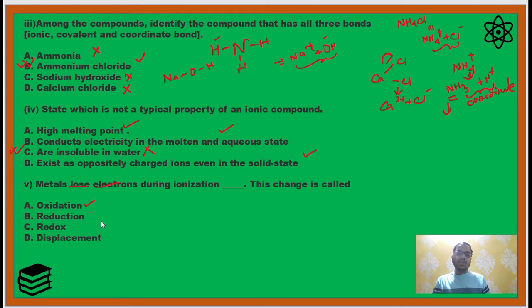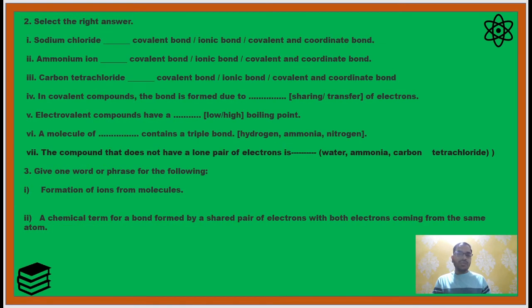Here only metals are losing electrons. No one is taking up the electron, so we cannot say it is a redox reaction. And displacement, there is no displacement of an atom from one place to another. So the correct option is oxidation. Okay, this was the first type of objective question, that is the MCQ. The next type of objective question which you will see is the fill in the blanks type, where you are given fill in the blanks and four options. You need to just choose from the brackets.